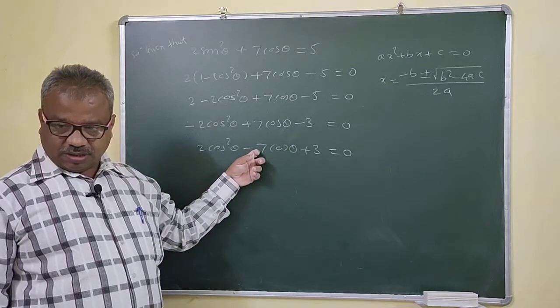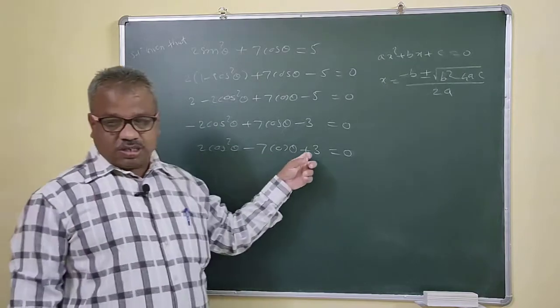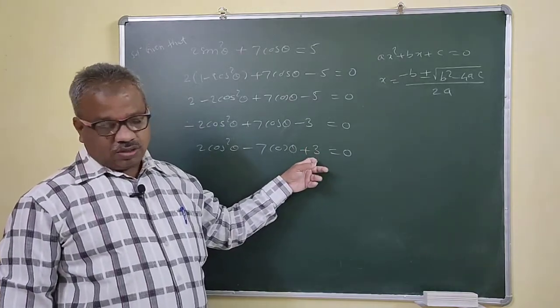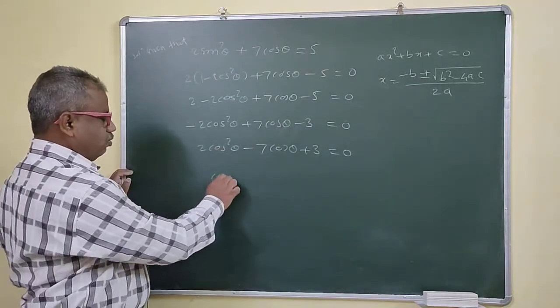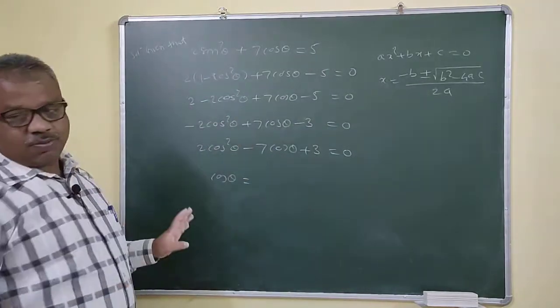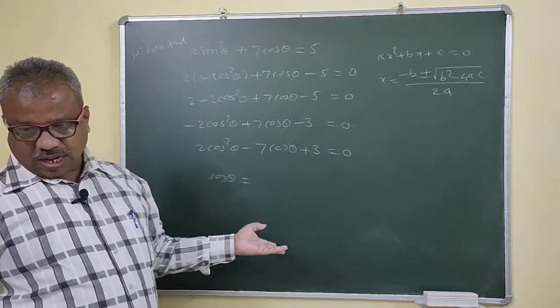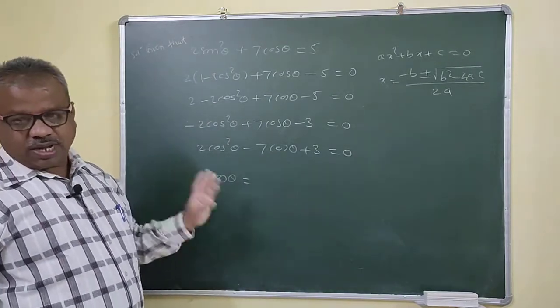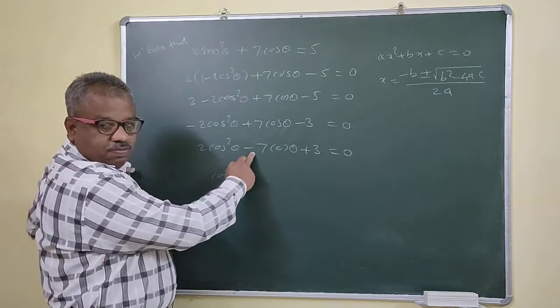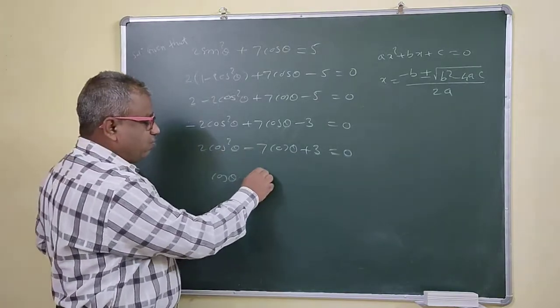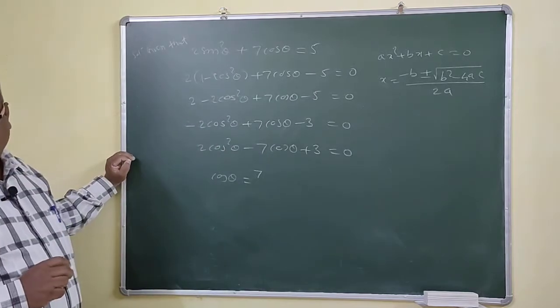That is minus 7. Take care along with the sign. And what is your c? C is 3. So we'll put the value of this. So cos theta is equal to, using that formula, minus b. Put the exact value of minus b now. So minus b, that means your b is what? Minus 7. Minus of minus 7 will now be 7. This is your minus b.